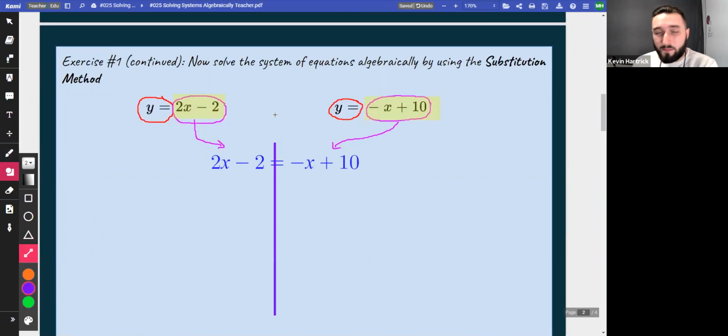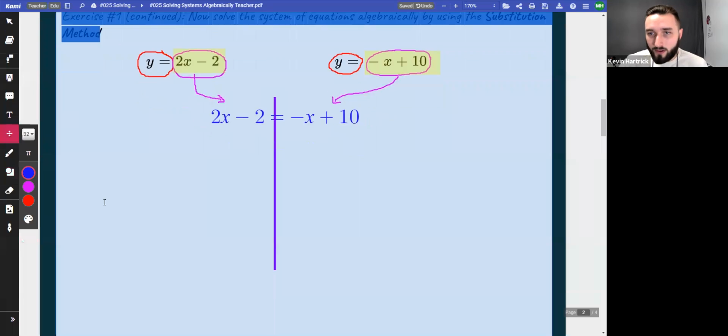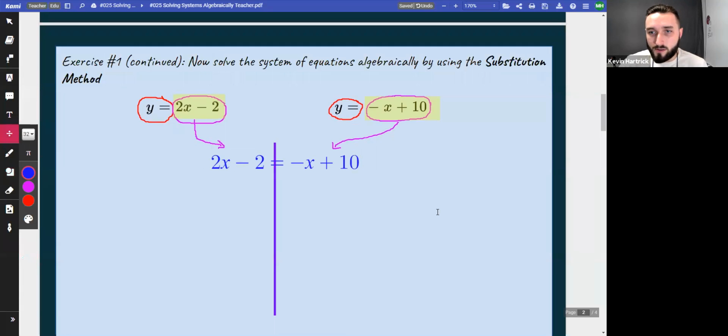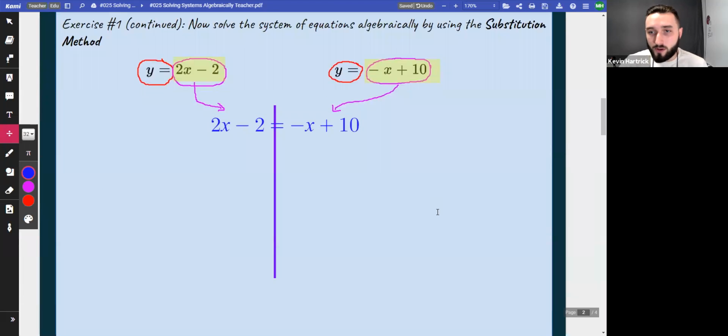Now, you got to think back to last unit, all right, when we were solving equations with one variable. We now have an equation here. This equation only has one variable. It doesn't have y in it anymore. There's no y's. There's only x's. And I need to find what x equals. So I'm going to do some calculations, some algebra, some manipulation, and I'm going to get to a point where I have x equals and then some sort of number, right?